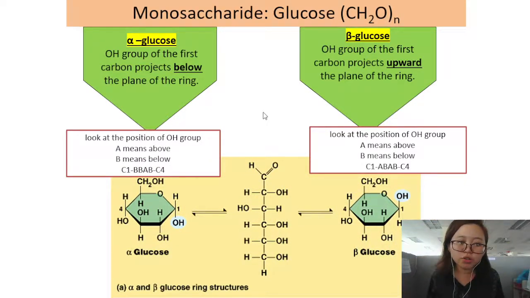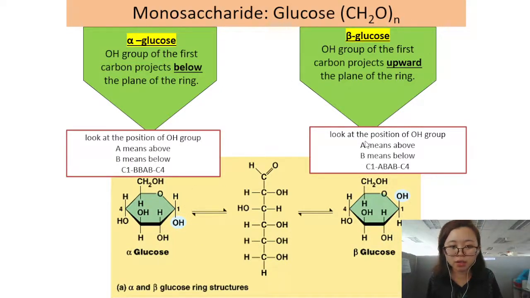So, if we are looking at the position of the OH group, we start with carbon number 1. OH adalah BBAB. Bawah, bawah, atas, bawah. Then carbon number 4. Then that means this is alpha glucose.